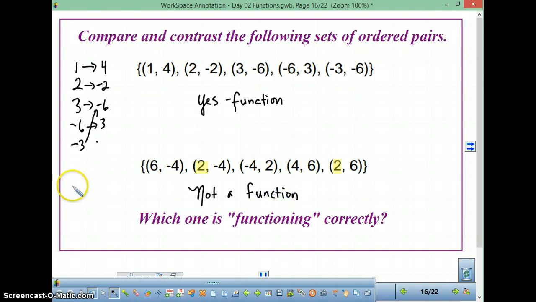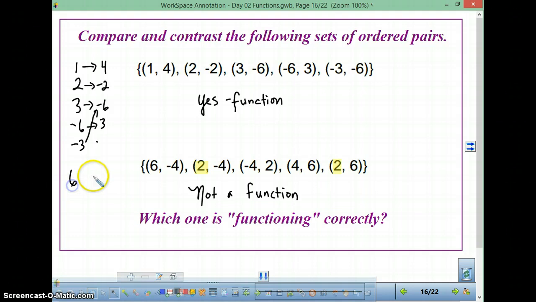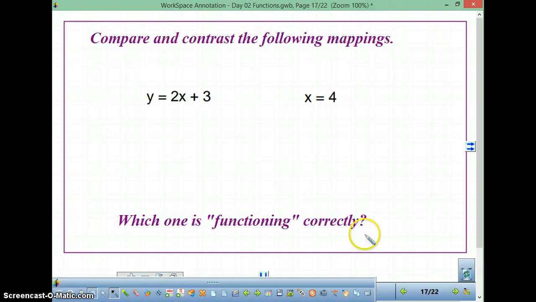Okay. What you can tell here, if you wanted to map it, was you could say 6, -4, 2, -4, -4, 2, 4, 6, 2, whoops, we already have a 2, 6. This is the problem right here. Okay, moving on. Compare and contrast these following mappings.